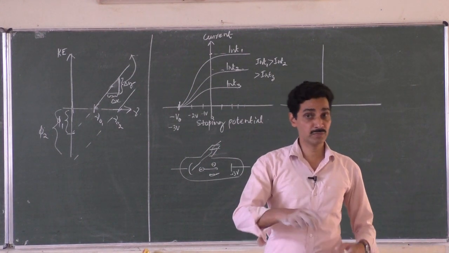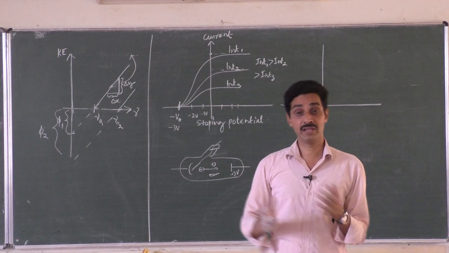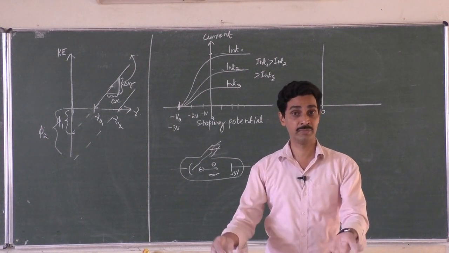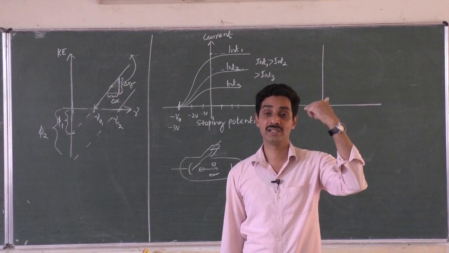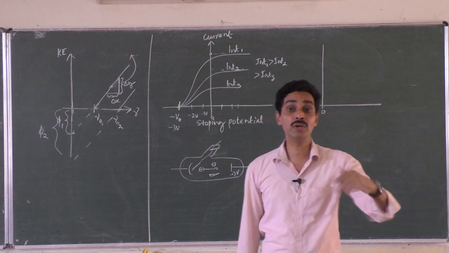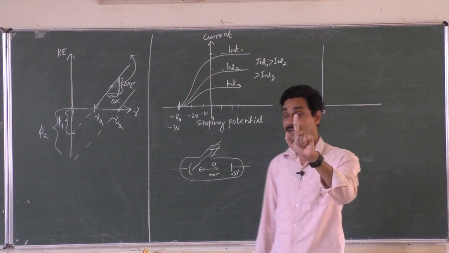When the incident frequency is more, electrons are more energetic. They will use the same energy to come out, and the remaining energy will be more. So when the frequency is increased, the kinetic energy of electrons goes on increasing. Now you require more and more stopping potential. But the photoelectric current will not change.